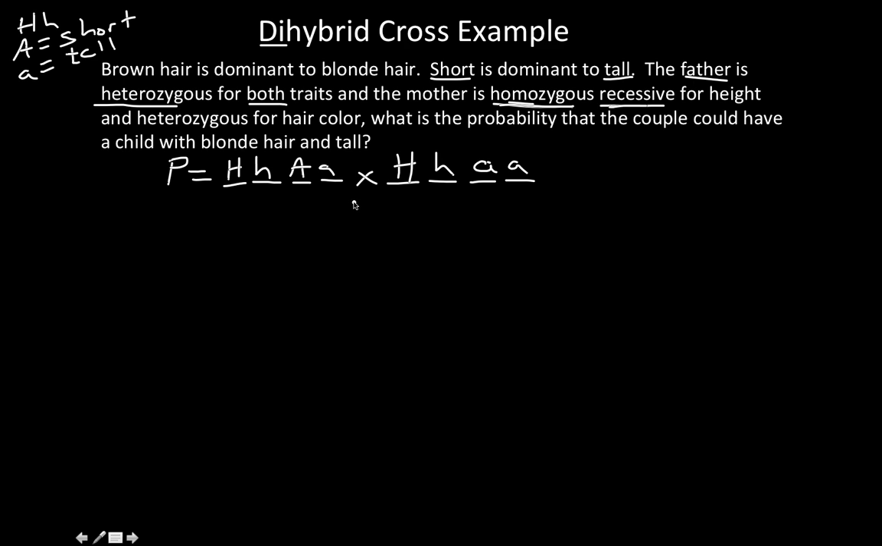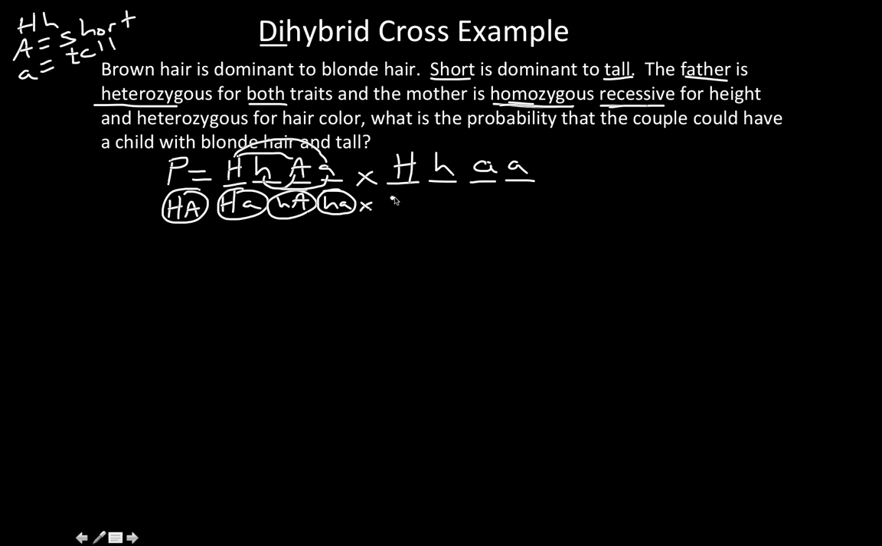Now we got to find step 2, which is the different gametes that each parent can make. So we know from Mendel's law of segregation that the H's can't be in the same gamete. But Mendel's law of independent assortment says that the big H can go with the big A. So that is a possibility. But this is also a possibility as well, where the big H can go with the little a. The small h can go with the big A. And the small h can go with the small a. So there's all the possible gametes for dad.